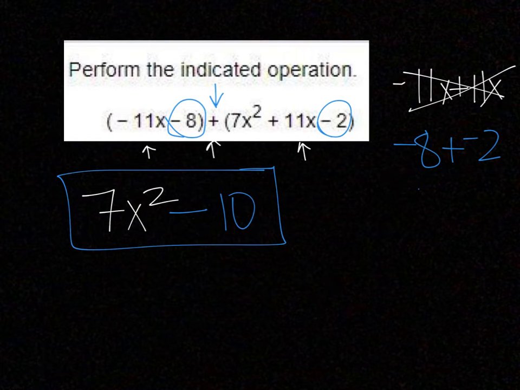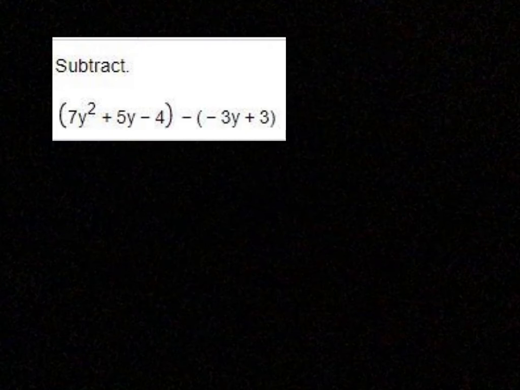7x squared minus 10. This one's a little bit more difficult, so I'm going to sneak in a negative 1 here. I've got two ways that I do this problem.